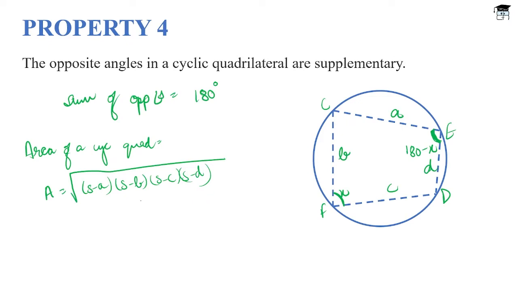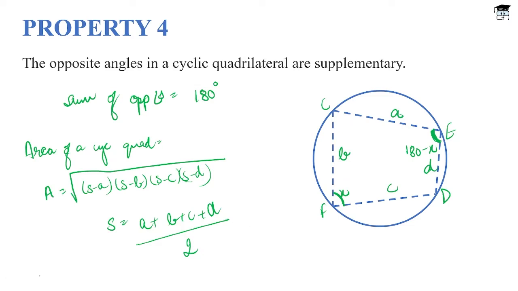So now what is S? S is the semi-perimeter of the whole cyclic quadrilateral, which is equal to A plus B plus C plus D, whole divided by 2. So this is the perimeter, all right, and this is the area of the cyclic quadrilateral. So we are now clear with the fourth property, that the opposite angles in a cyclic quadrilateral are supplementary.